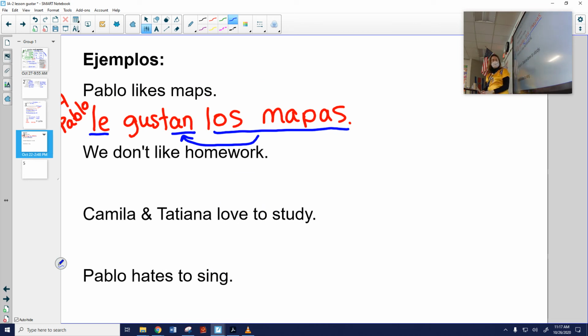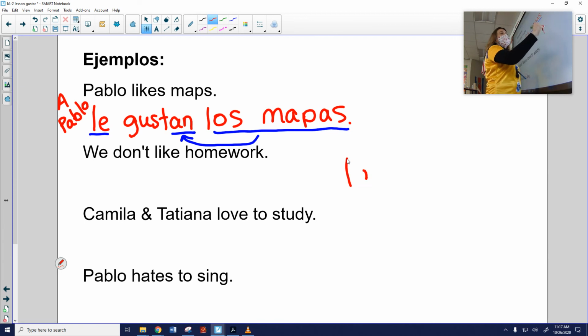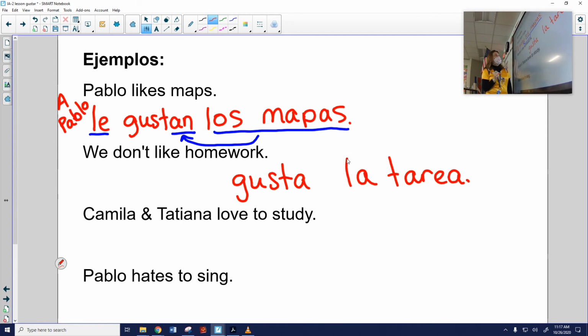How about homework? We don't like homework. ¿Cómo se dice en español homework? Remember? Have you been studying your quizzes? La tarea. La tarea. Will we use gusta or gustan with tarea? Gusta, because tarea is singular. And to indicate we, are we going to use me, te, le, nos, os, or les? Nos, muy bien. And how about to say we don't? How do I express don't? What word is that in Spanish? No, and where do I put it? In front? Sí. No nos gusta la tarea means we don't like homework. Do I need a clarifying phrase here?